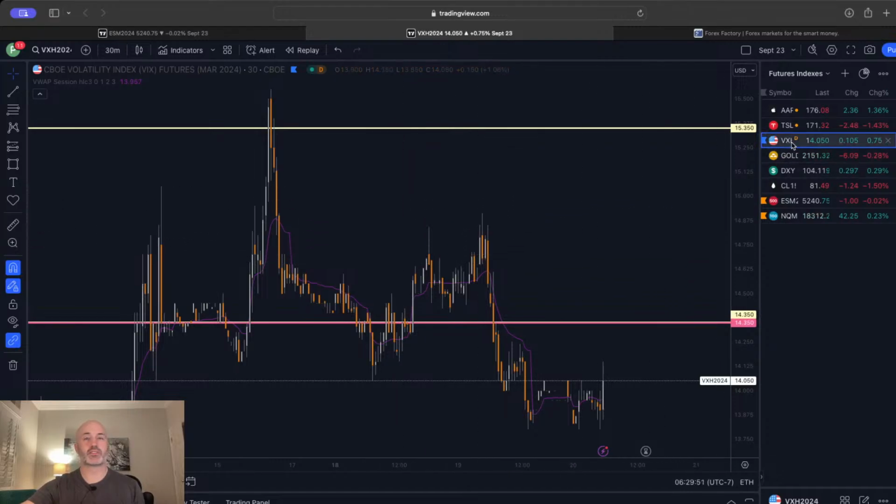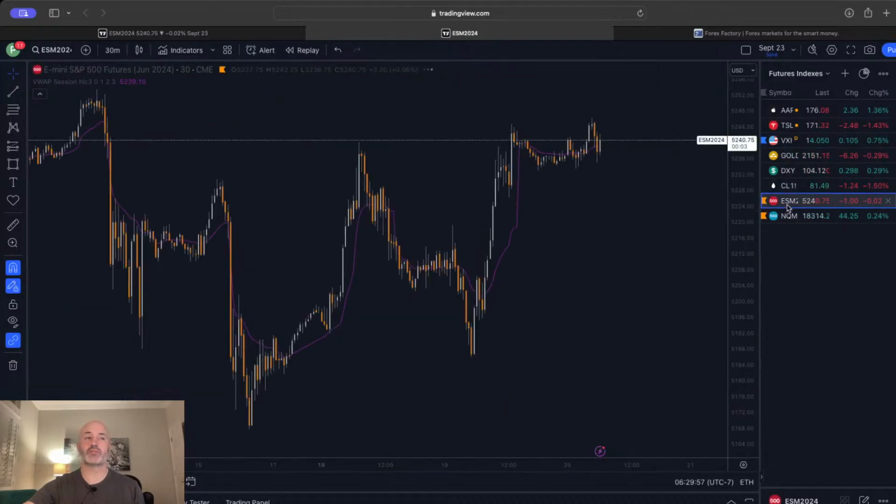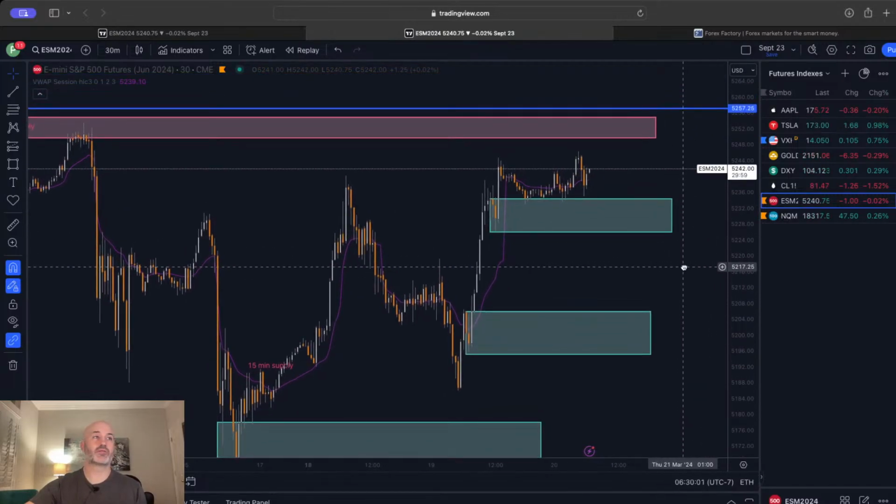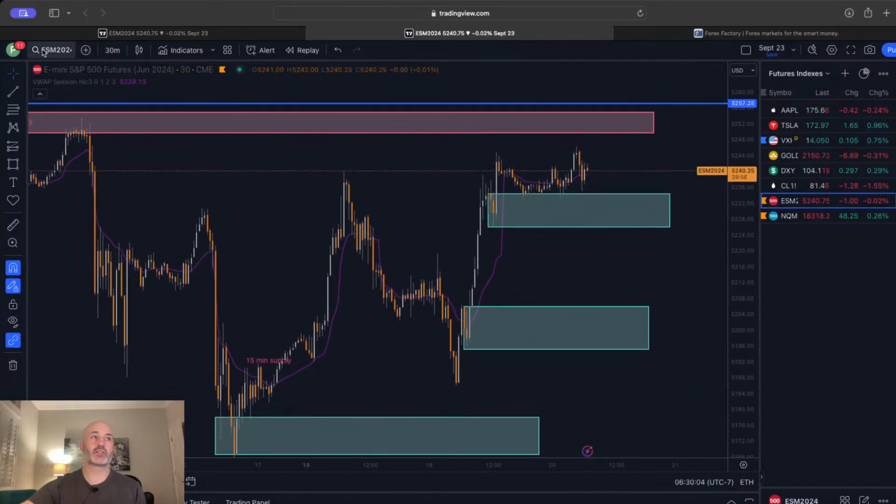So this is the VIX. Kind of measures the level of volatility. We're going to talk about that as I go, so I use that a little bit. This is the S&P, the ES futures contract, the June contract, ESM24. I'm on a 20-minute time frame.